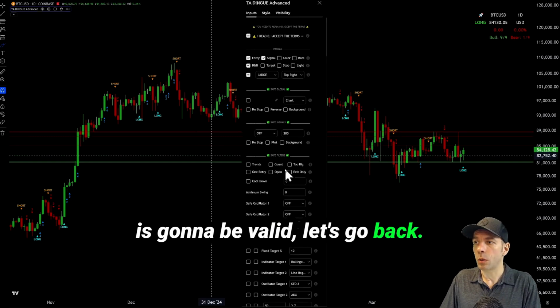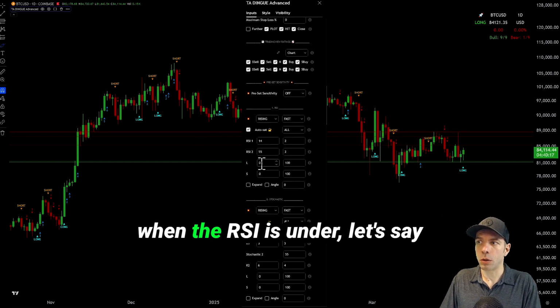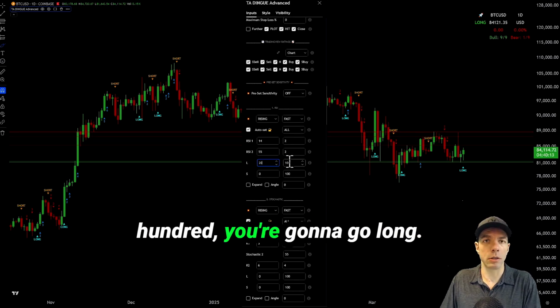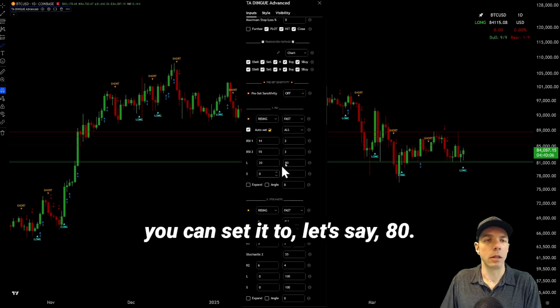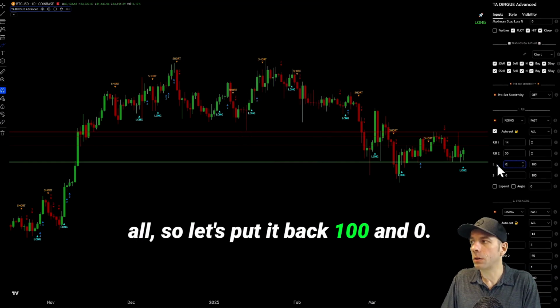So let's go back to RSI. If you don't want to go long when the RSI is under, let's say 20, then you put from 20 to 100, you're going to go long. If you don't want to go long when the RSI is too high, then you can set it to, let's say 80. As we see, it didn't filter much at all. So let's put it back to 100 and 0.